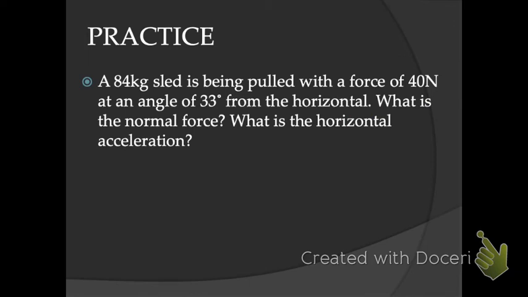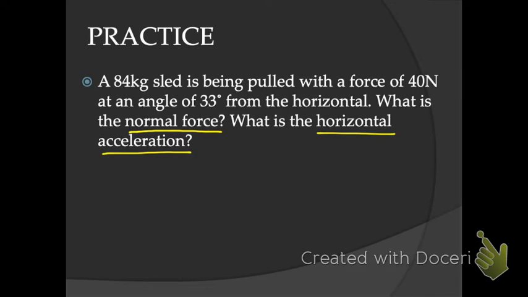An 84 kilogram sled is being pulled with a force of 40 newtons at an angle of 33 degrees from the horizontal. It asks me what is the normal force and what is the horizontal acceleration. So it asks me two different questions. Can I solve for these two different things in the same equation? No, because one is vertical and one is horizontal, right?